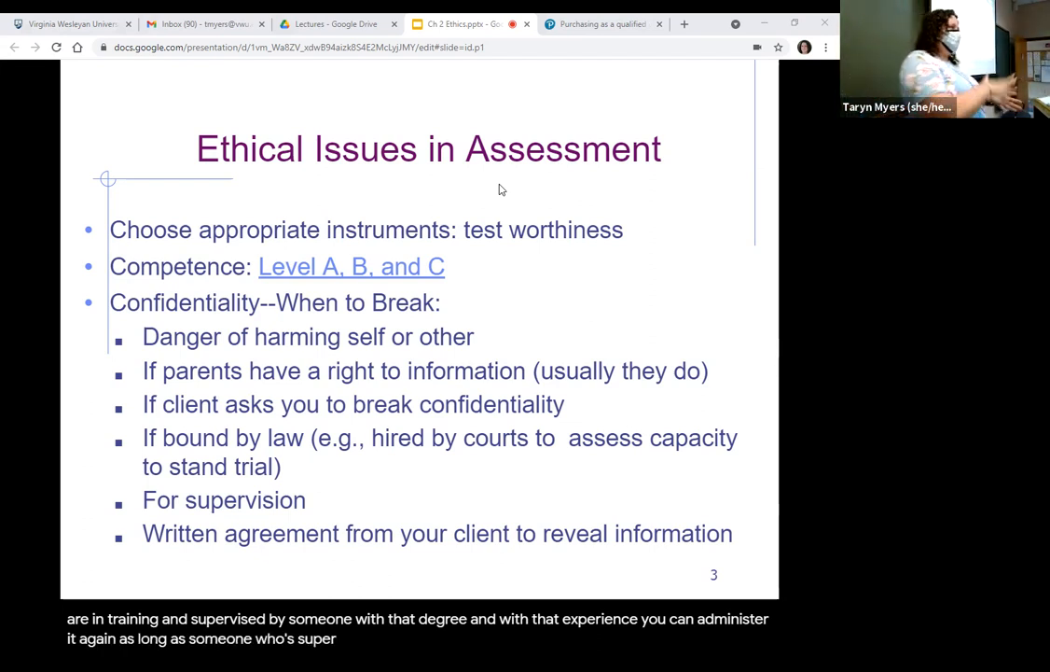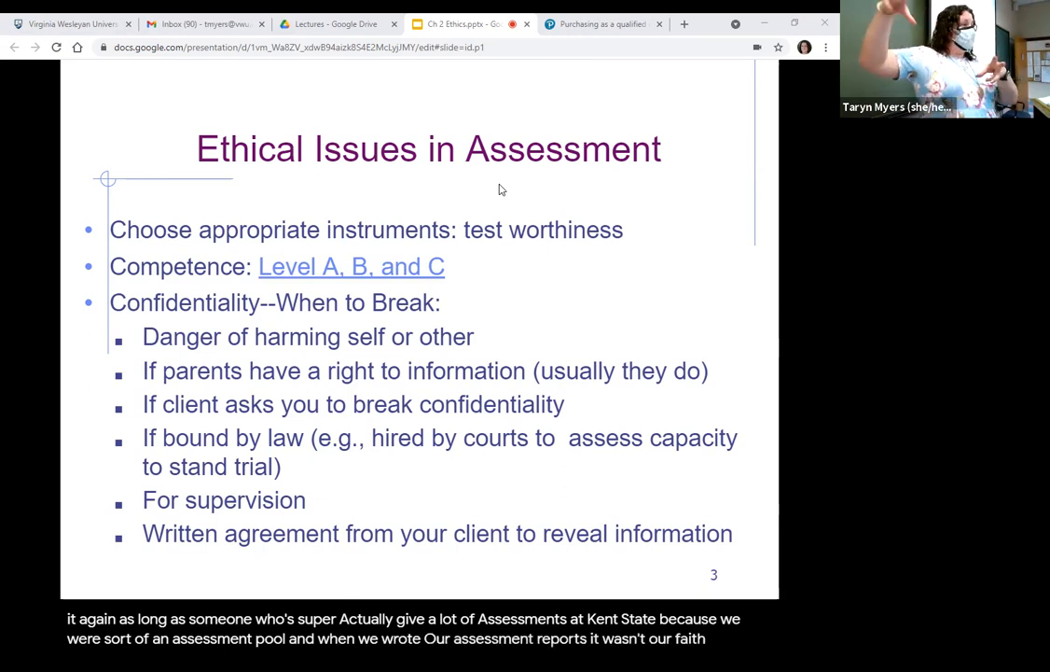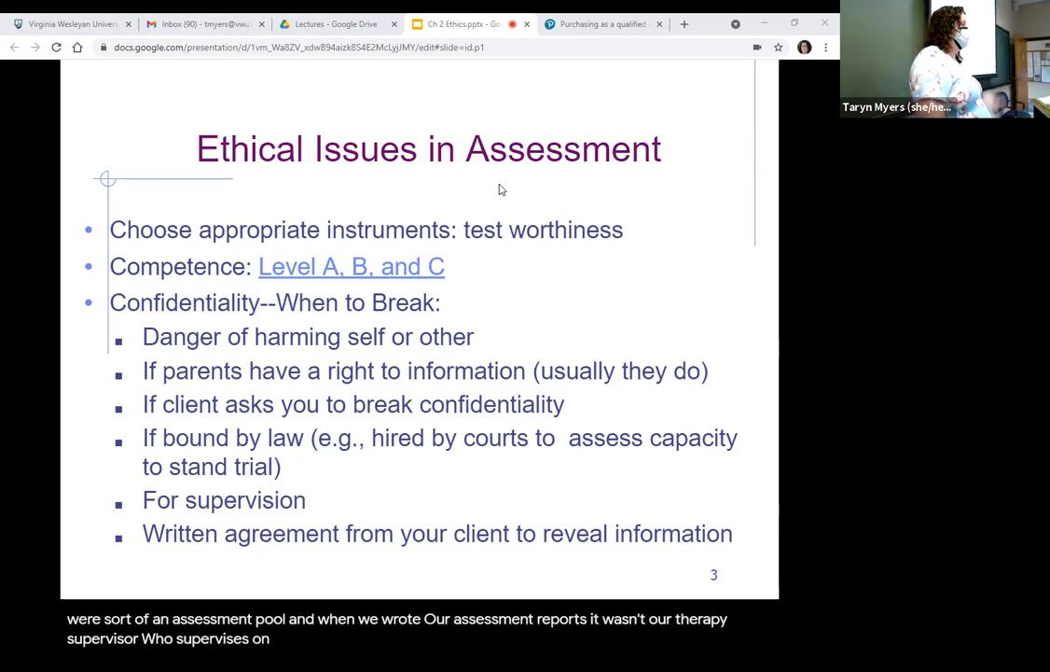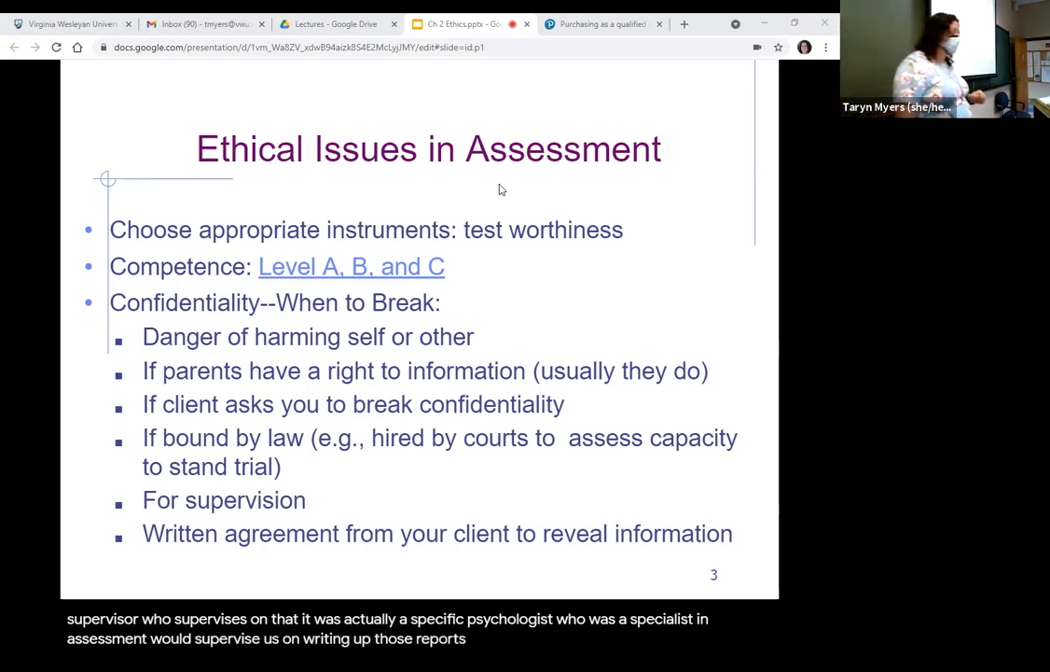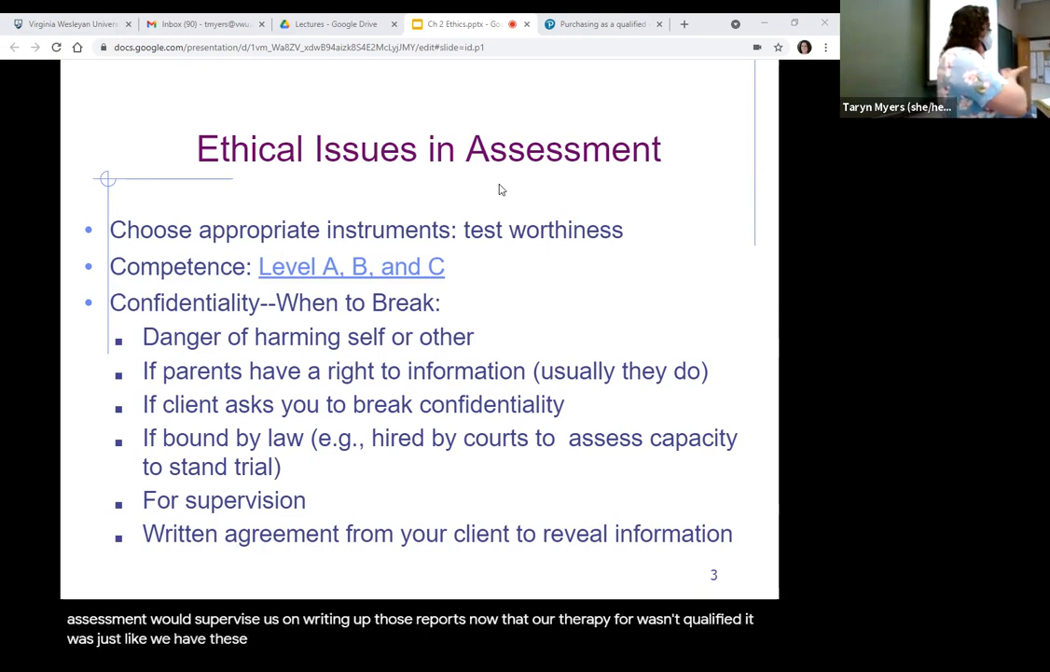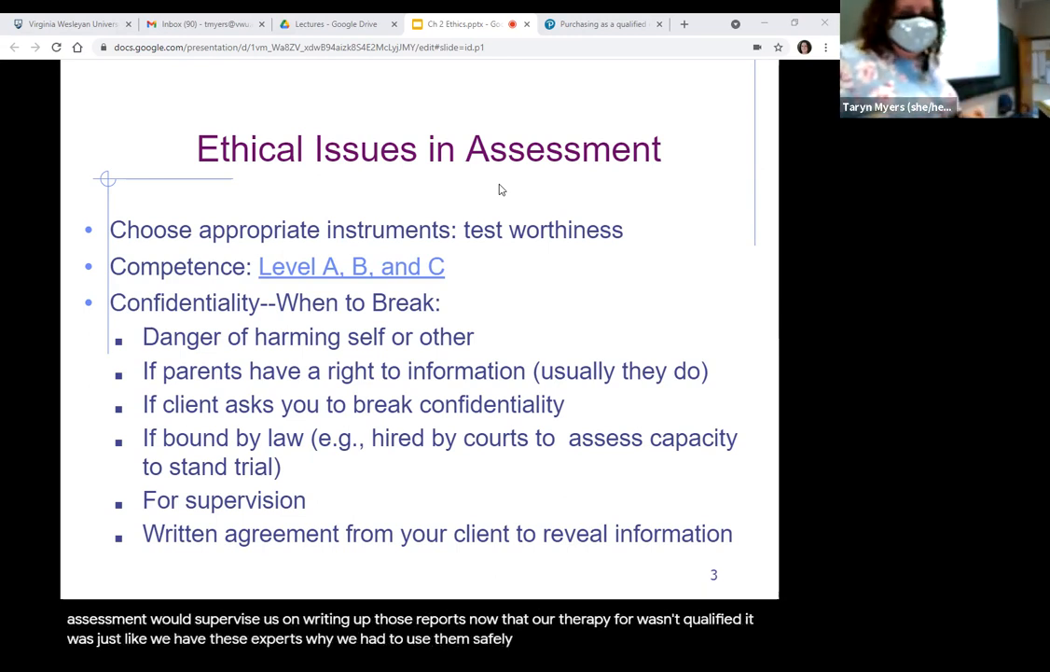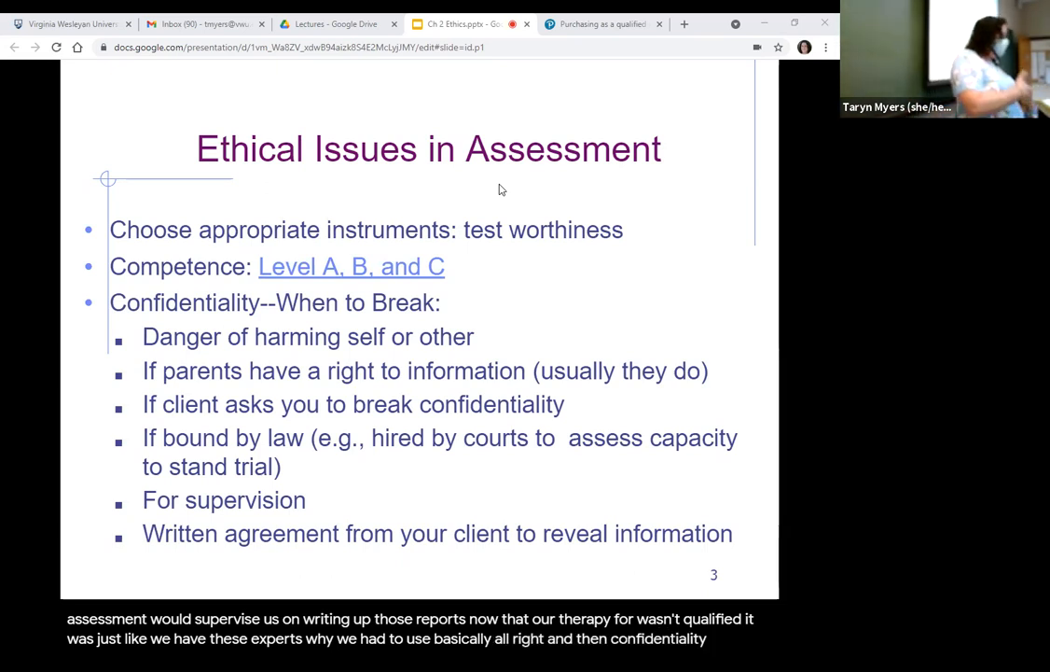So we actually gave a lot of assessments at Kent State because we were sort of an assessment school. And when we wrote our assessment reports, it wasn't our therapy supervisor who supervised us on that. It was actually a specific psychologist who was a specialist in assessment who would supervise us on writing up those reports. Not that our therapy professors weren't qualified, it was just like, we have these experts, why would we not use them, basically.